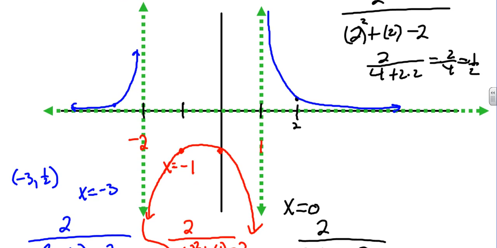So the more asymptotes you get that are vertical, the more plugging and chugging you've got to do. That's probably the worst part of the problem, just the plug and chug part, because there's no real shortcut to going through those.